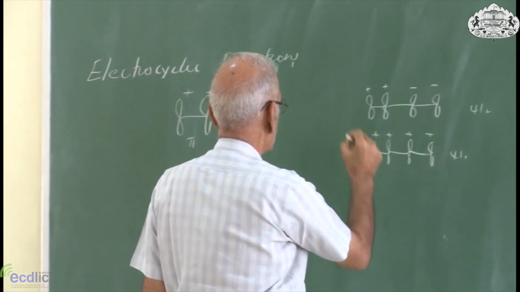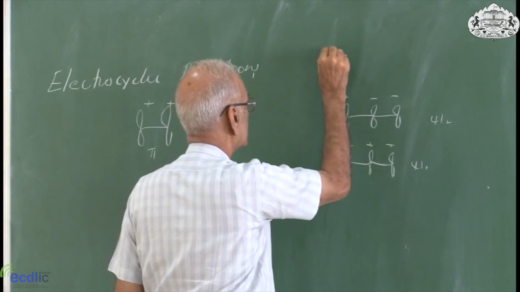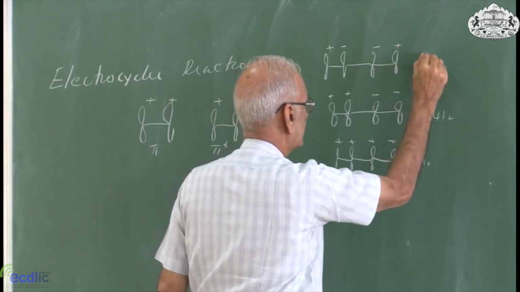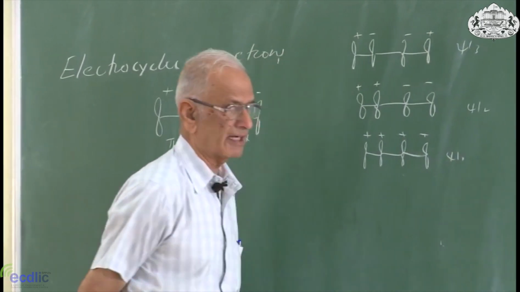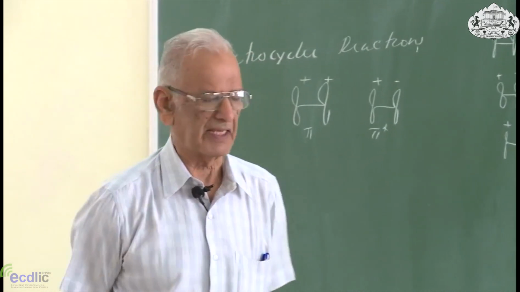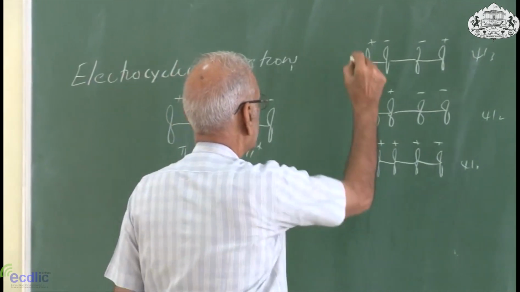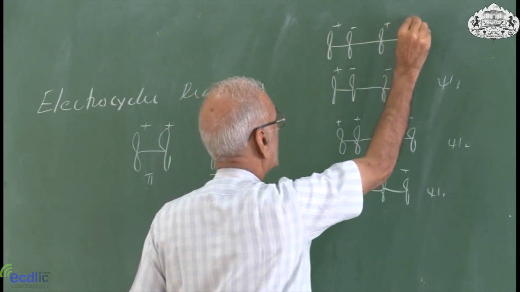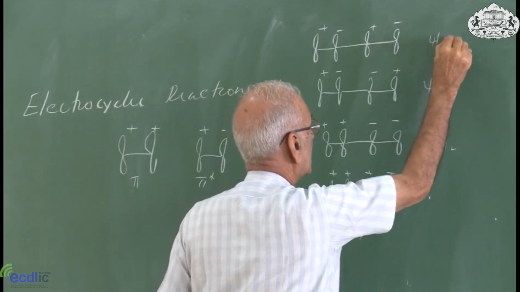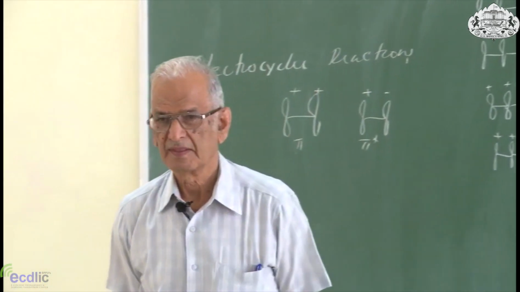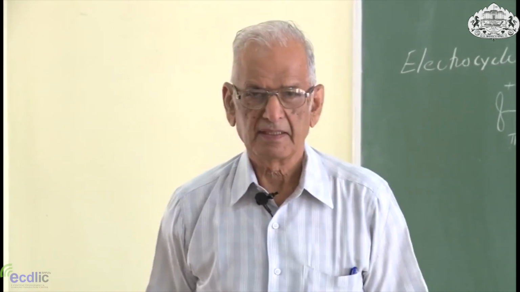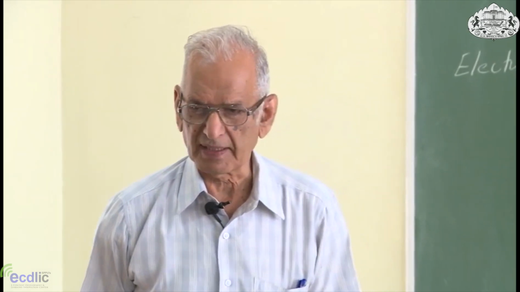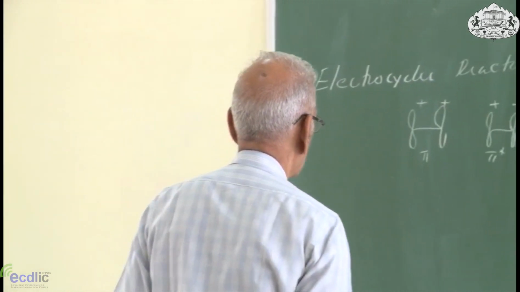You combine 2 pi star orbitals in a positive manner, pi 1 star plus pi 2 star gives you psi 3, and you combine them in a negative manner, you get psi 4. Then we had combined these two butadiene orbitals to get the 8 orbitals of octatetraene. All right.